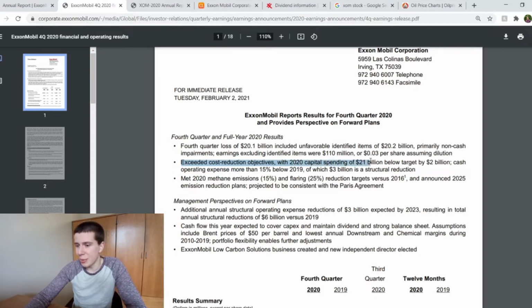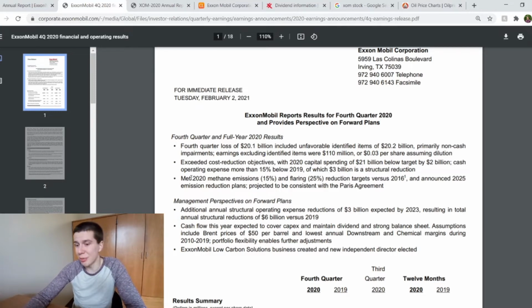Basically, they had capital spending of $21 billion, which was below the target by $2 billion, and cash operating expense is more than 15% below 2019. $3 billion of that is a structural reduction, which is pretty good, because that basically means it's going to continue that way in the future, I think.